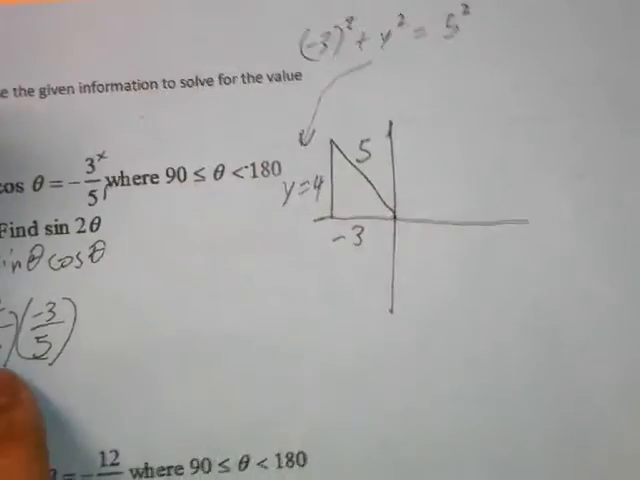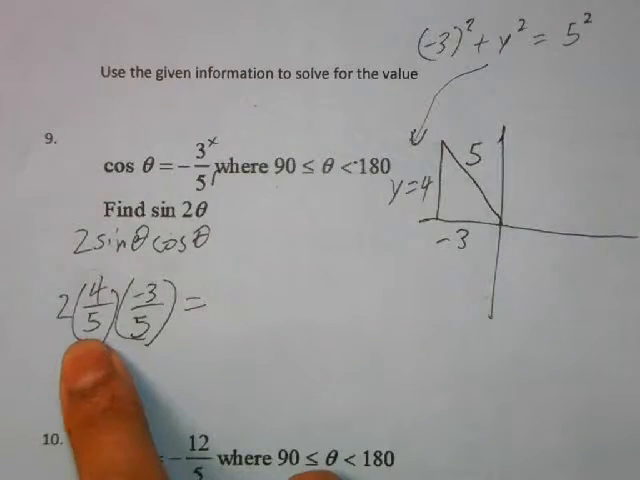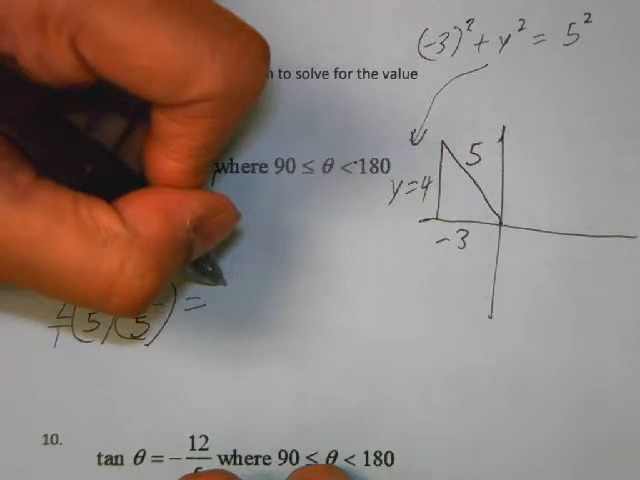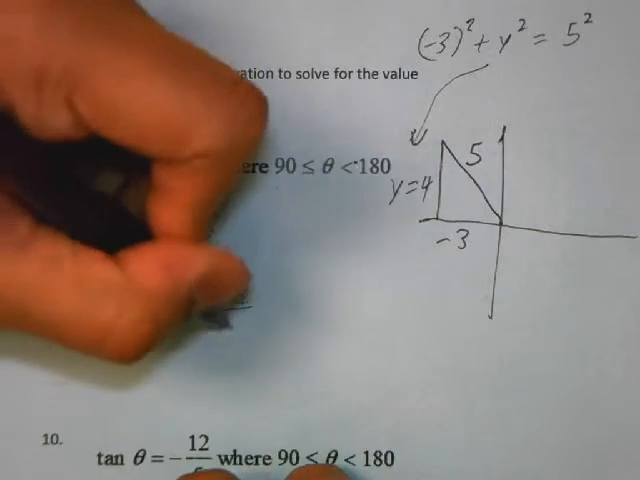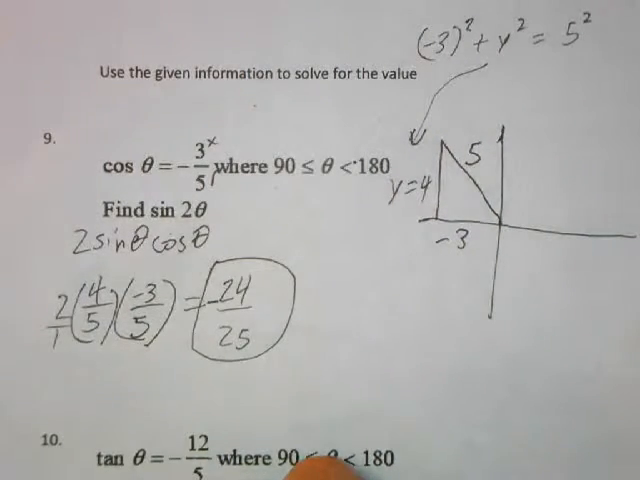So once you've got this, you just multiply these fractions together, multiply by 2, right? Remember that's like 2 over 1. And you're going to get 24 over 25, and it's negative. Okay, and that's what sine 2 theta ends up being.